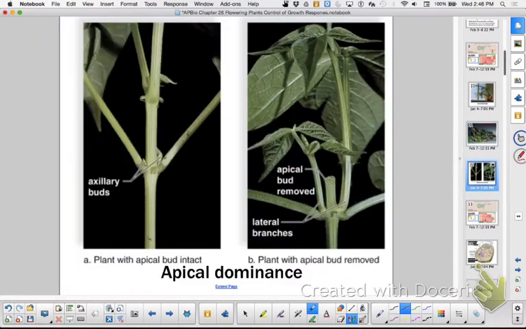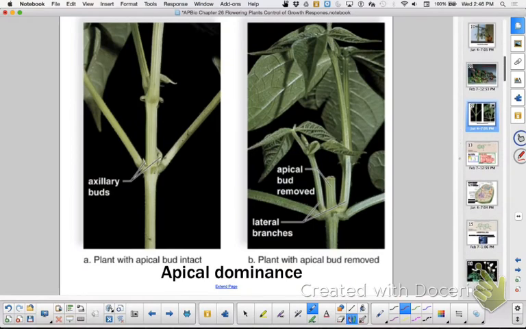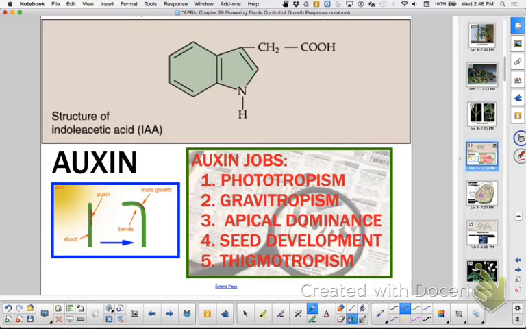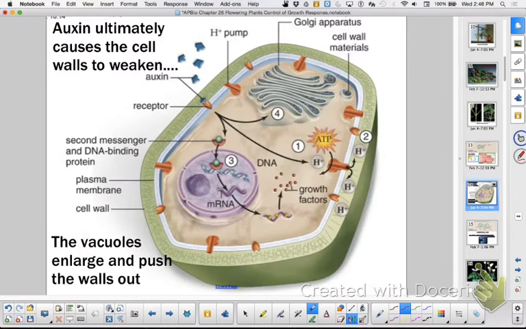Here we can see apical dominance. If you pinch off the apical bud, then you can see branching. Normally it would prevent any other secondary branches there. Auxin, oh whoops, let's go again. So how auxin works, remember, there's two ways to grow. Make more cells or take the cells you have and make them bigger.